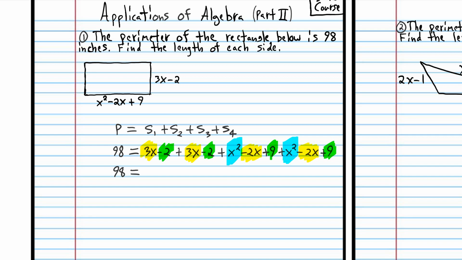1x squared plus 1x squared is 2x squared, so that's 2x squared. So we're done with those ones. And now we can add the yellow ones. 3x plus 3x plus minus 2x minus 2x. That would give us 2x.